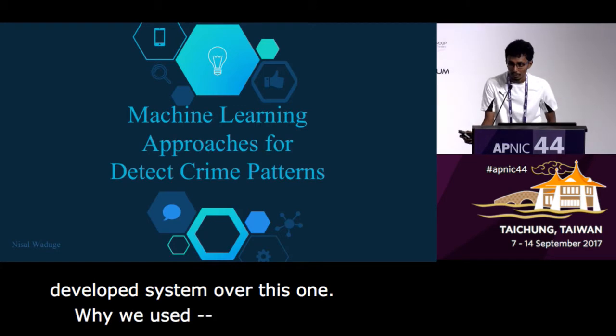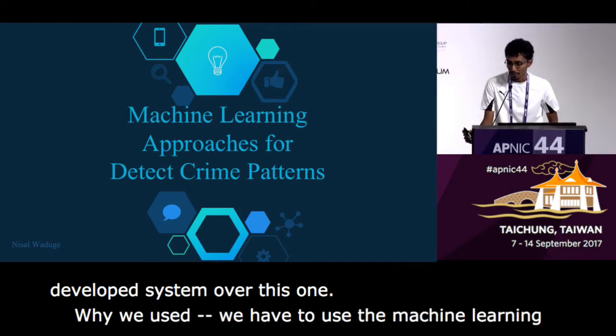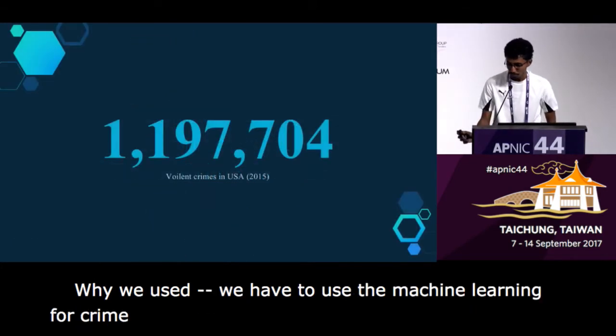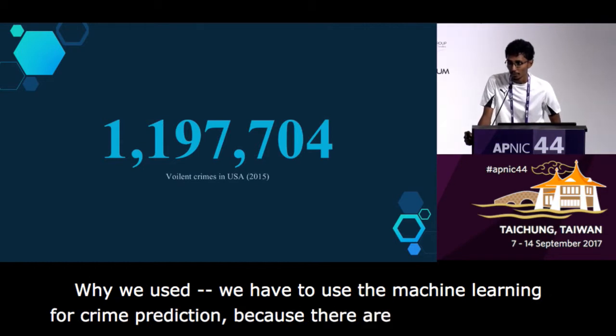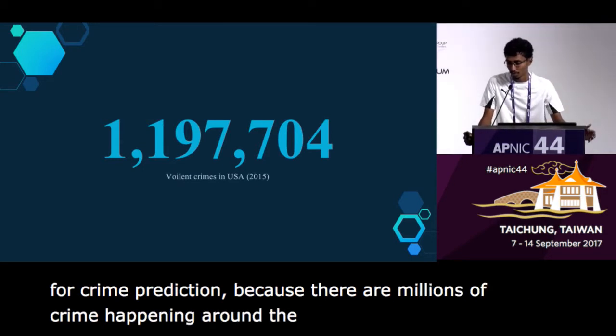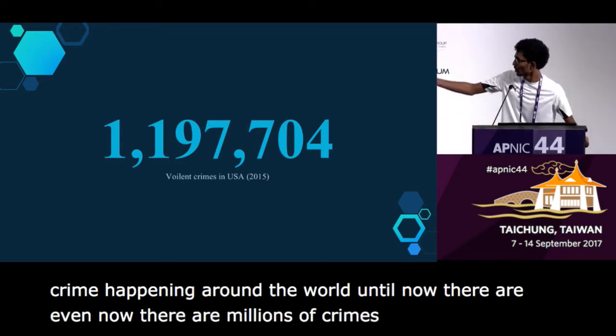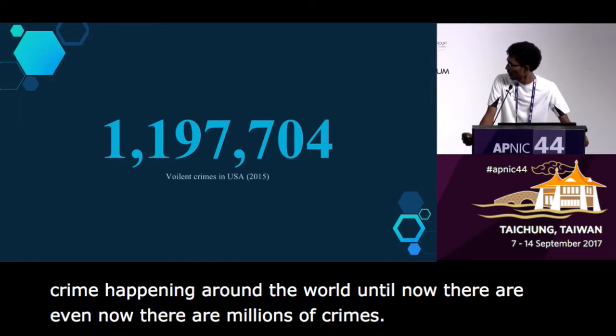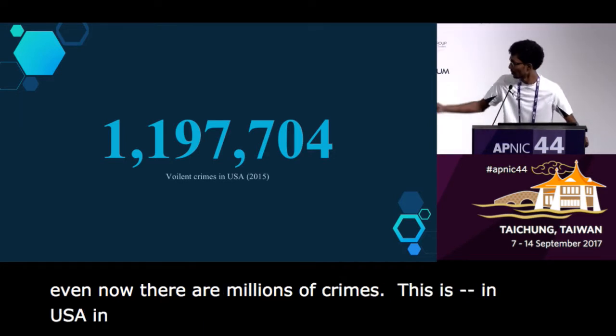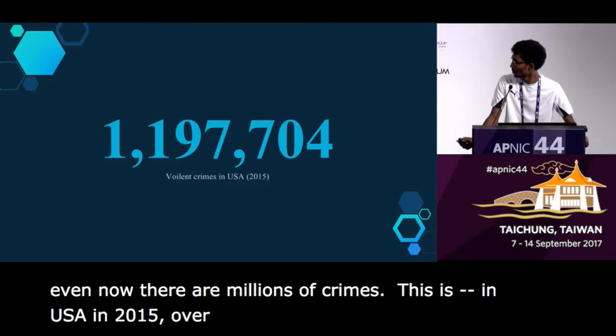We have to use machine learning for crime prediction, because there are millions of crimes happening around the world until now. This is violent crime in the USA. In 2015, there were over 1 million crimes there.